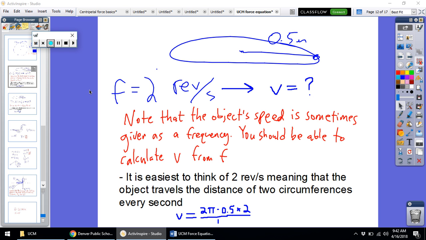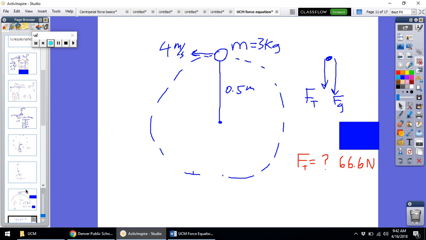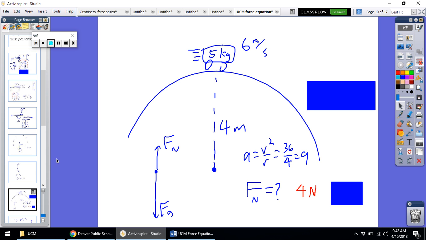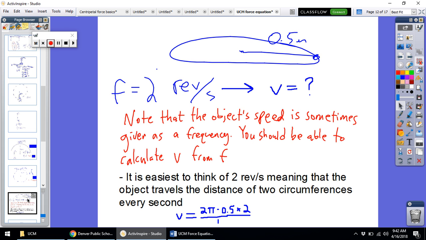So notice all the problems we've been giving you so far, I've just given you the velocity. Like the previous question, the one you just did, the velocity 4 meters per second. Or like here, 4 meters per second. Or here, the velocity right here, 6 meters per second, stuff like that. But oftentimes, there's another way to give you the speed, or oftentimes you won't even know the speed.